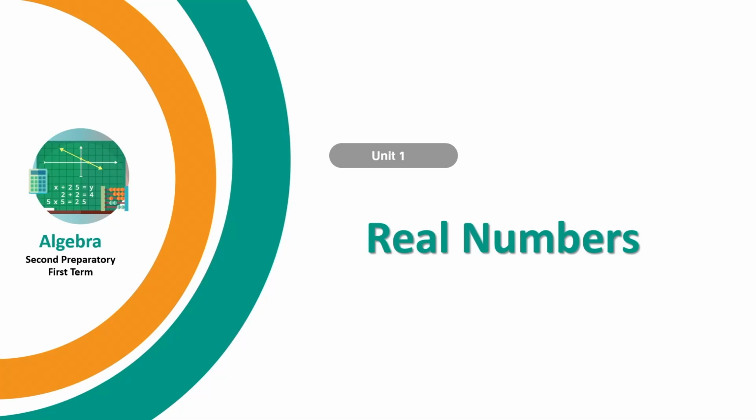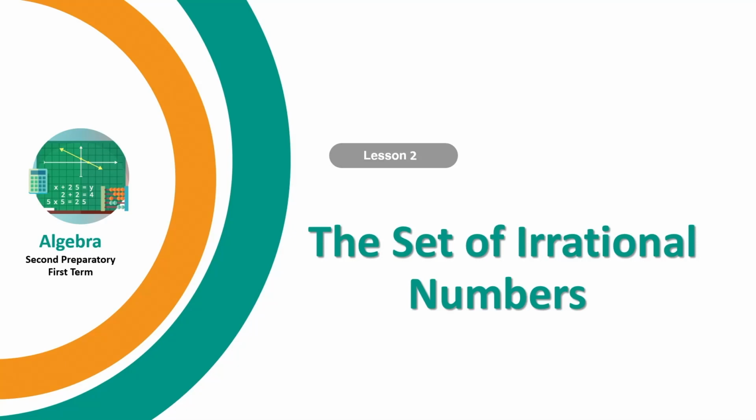Hello dear students. In the previous session we studied lesson 1 in unit 1. Unit 1 is called the set of real numbers. Today we are going to study lesson 2 in unit 1, which is talking about the set of irrational numbers.